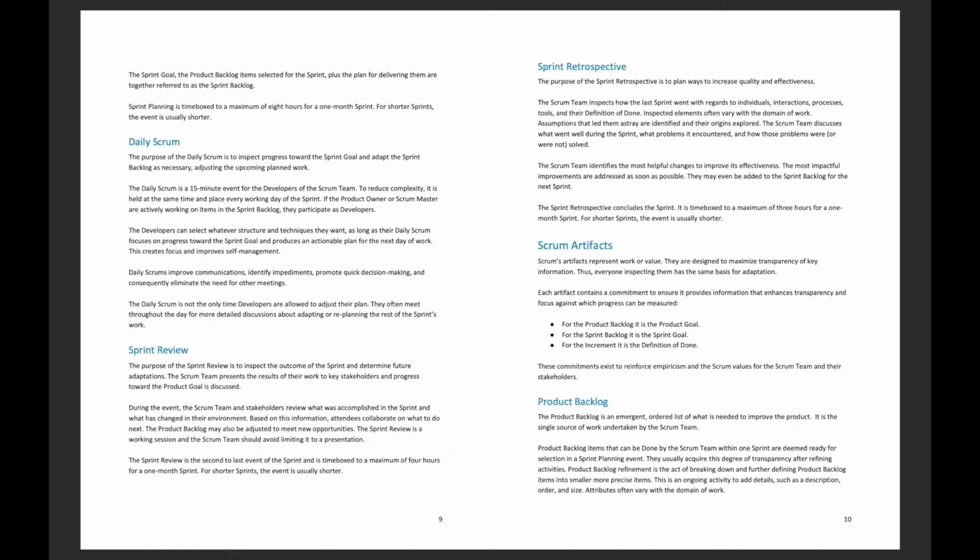The sprint retrospective concludes the sprint. It is time-boxed to a maximum of 3 hours for a 1 month sprint. For shorter sprints, the event is usually shorter.